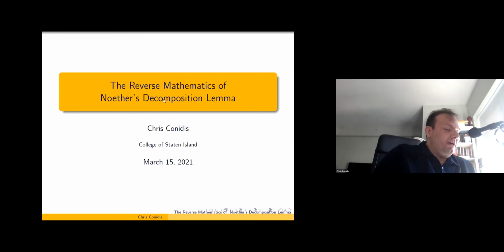Okay, so today I want to talk about the reverse math of Noether's decomposition lemma. This decomposition lemma is a standard theorem that you see in any introductory commutative algebra course. And I want to look at the reverse math of this thing, because it turns out to be a little bit more interesting than some of the other standard algebraic theorems.